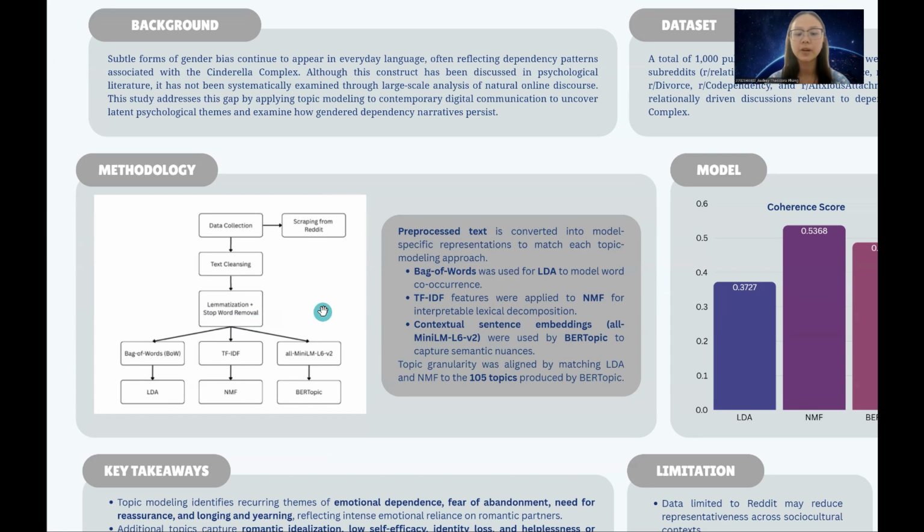Stop word removal was done because we want to remove the words that do not carry important meaning. And the lemmatization itself was applied to change the words into their basic form, while keeping their original meaning, which helps the topic models identify clearer and more meaningful themes. After the preprocessing, the text was converted into a representation more suitable for each model.